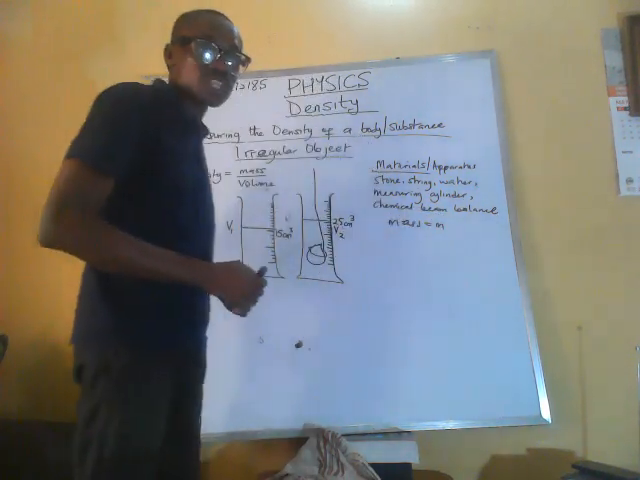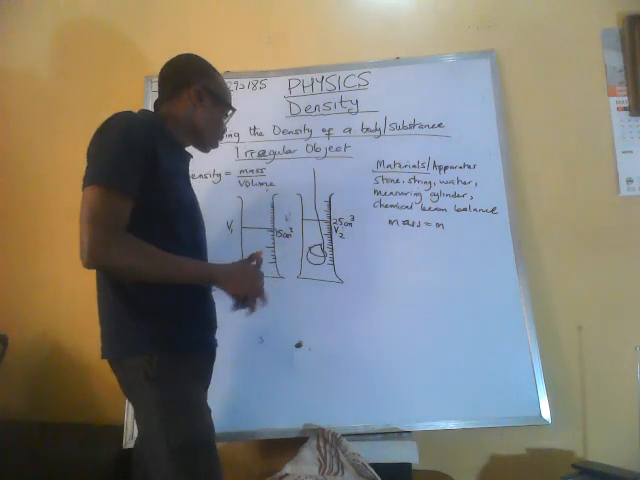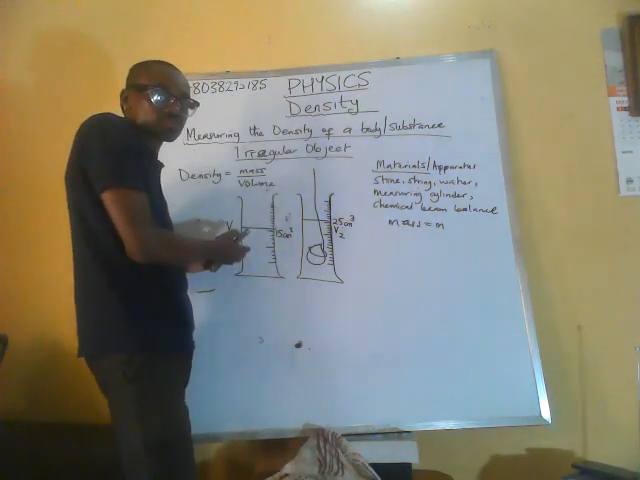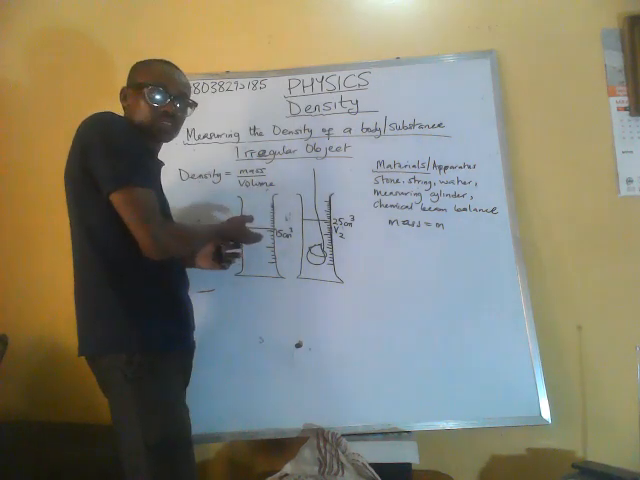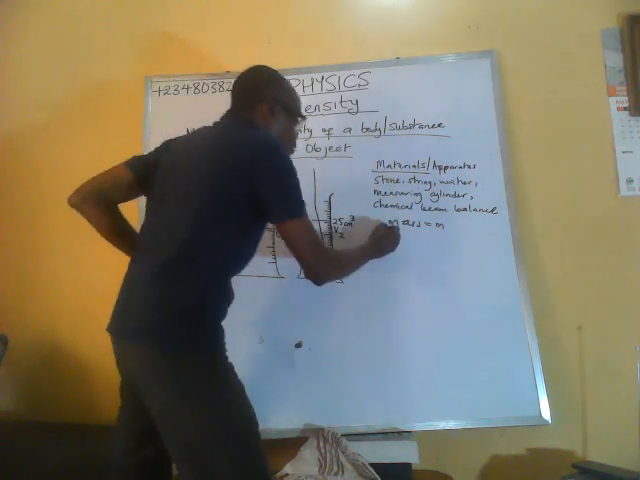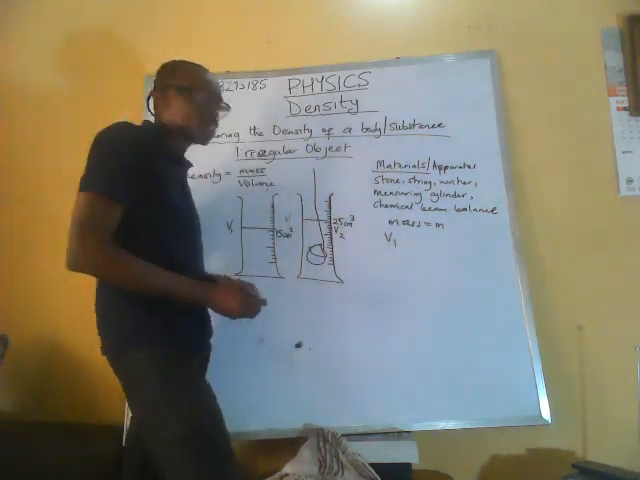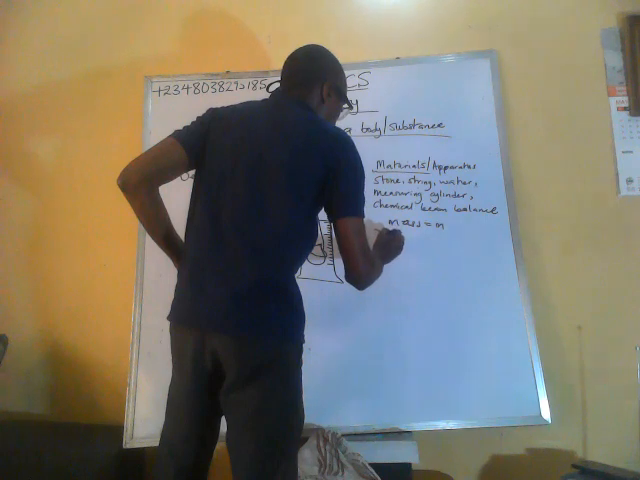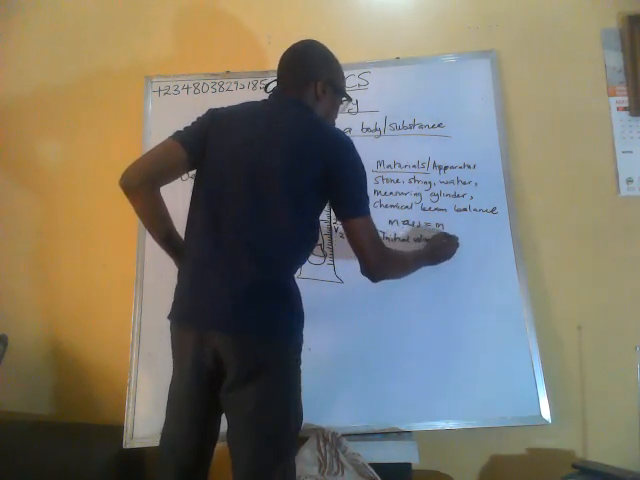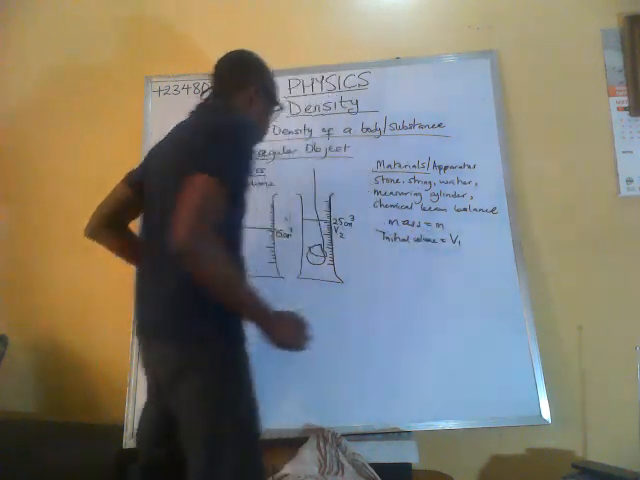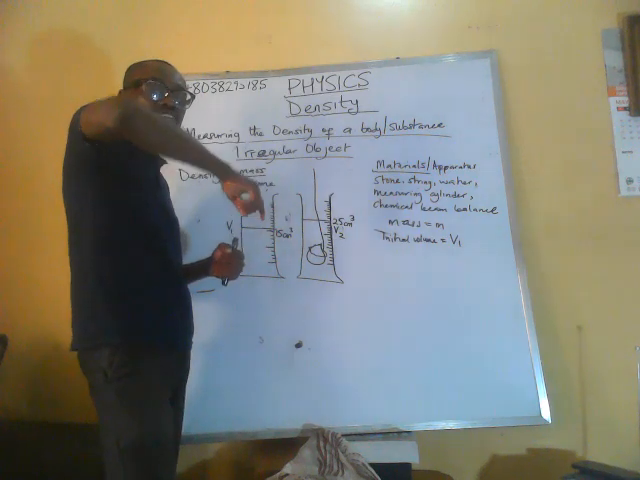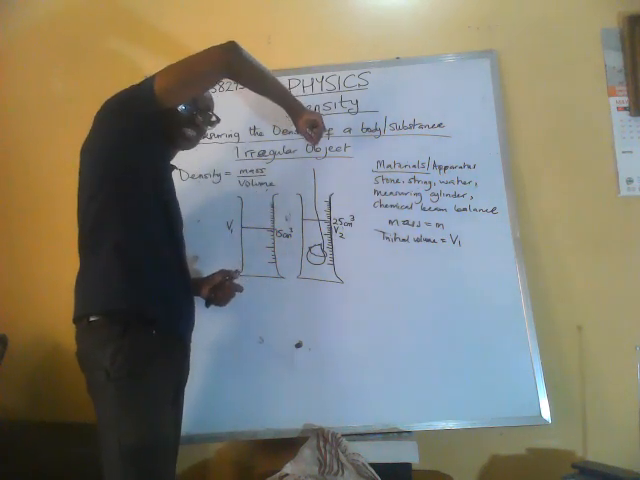Next you need the volume of that stone. You will fill the measuring cylinder up to a certain level, let's say halfway, and take note of that volume. Call that V1. That is the initial volume.